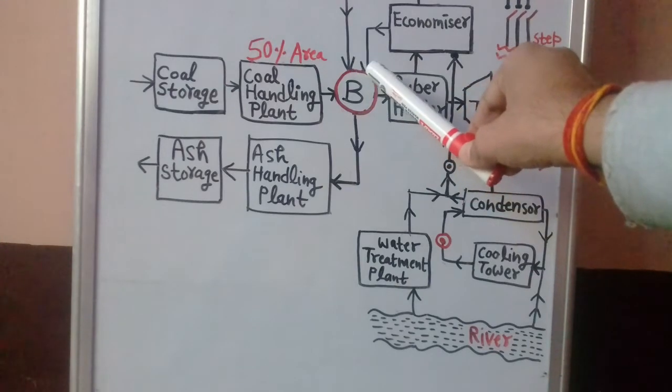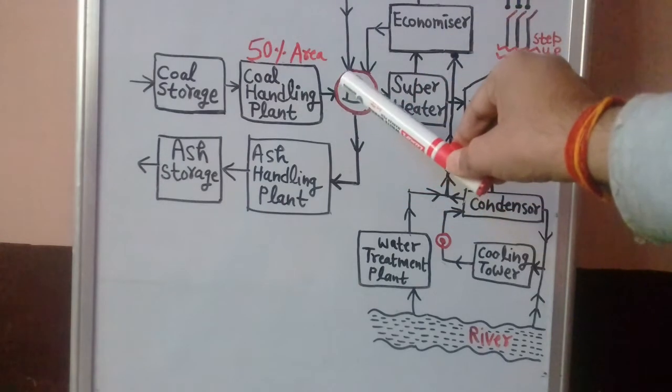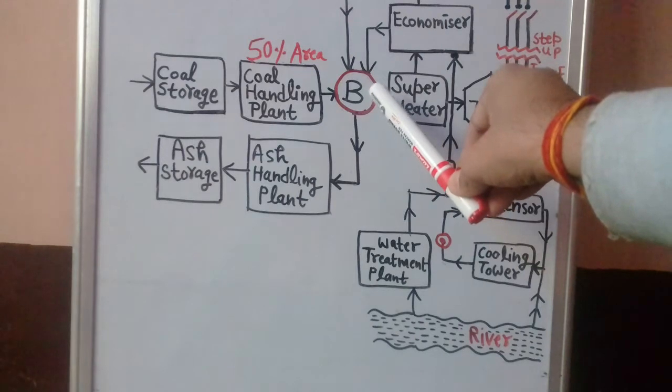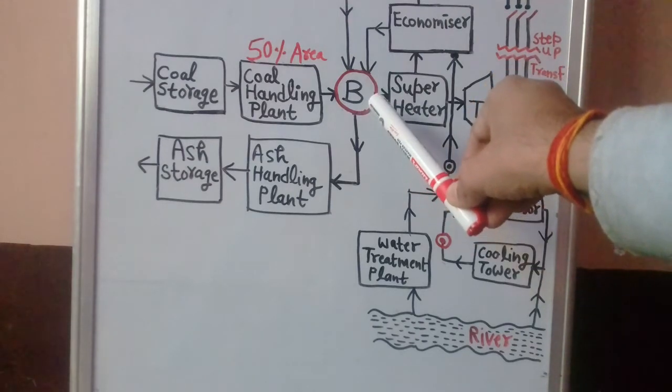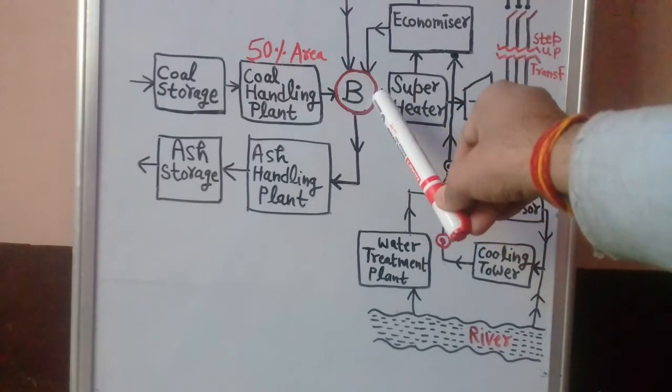So this heat energy of coal combustion in the boiler is used to convert water into steam, right? So you will have flue gases coming out of the boiler. They will now go to the superheater, right? So these flue gases, right?